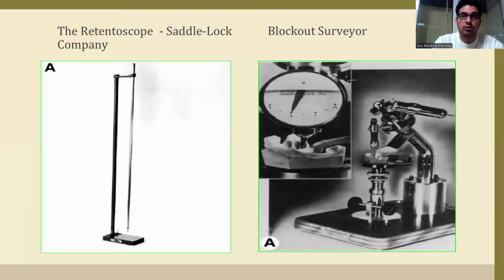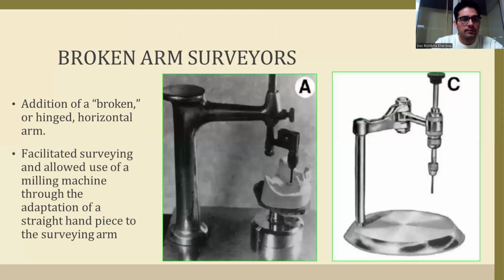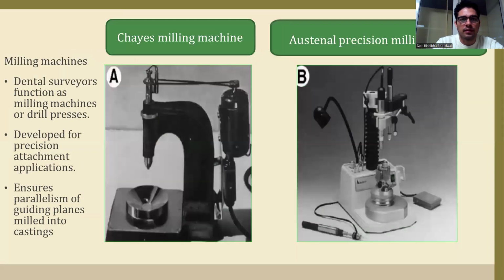The Retentoscope, the Saddle Lock company, produced the blockout surveyors. Broken arm surveyors were there. An additional broken or hinge or horizontal arm facilitated surveying and allowed use of a milling machine through adaptation of a straight handpiece to a surveying arm. Kais's milling machine: these milling machines, dental surveyors function as milling machines or drill presses that were developed for precision attachment applications, ensuring parallelism of the guiding planes milled into the castings.